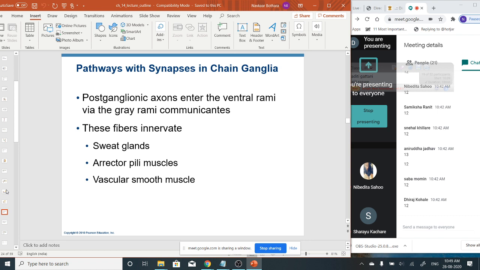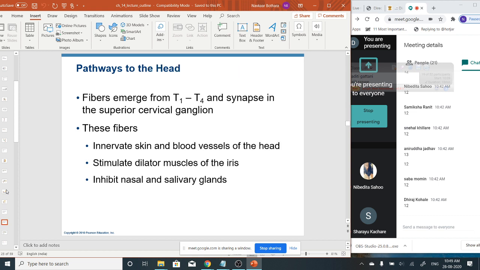So this is chain ganglia. I told you it is a chain-like thing, or a necklace-like thing. Already I told you. They innervate sweat glands, erector pili muscles, and vascular smooth muscles. So these chain ganglia are formed.